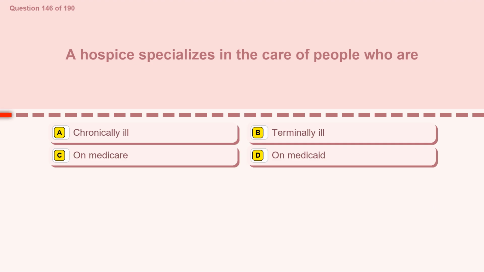Question 146. A hospice specializes in the care of people who are: Option A. Chronically ill. Option B. Terminally ill. Option C. On Medicare. Option D. On Medicaid.